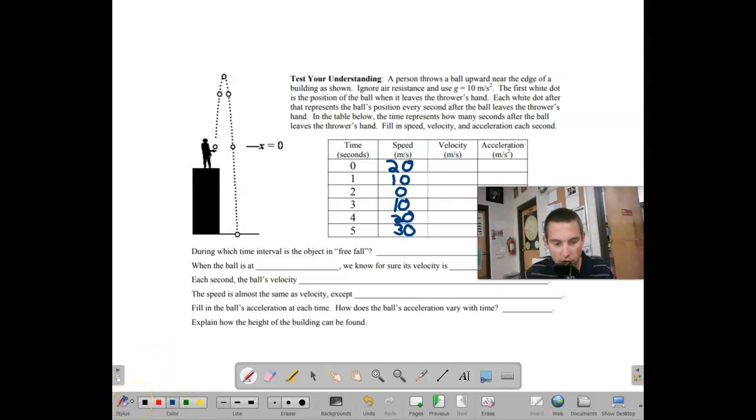Okay, so here the speed is filled in. As you see, the speed is decreasing on the way up. So it's slowing, stops at the top after 2 seconds, and then it starts speeding up downwards.